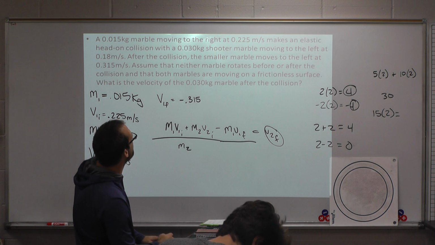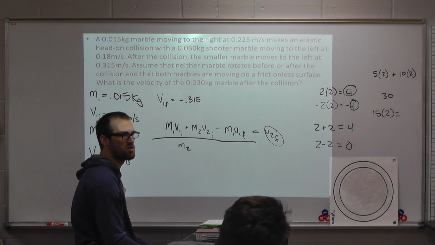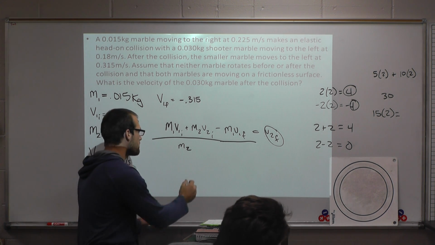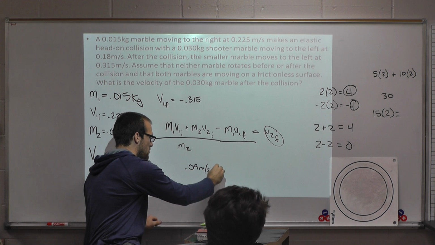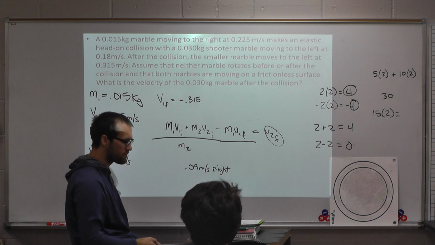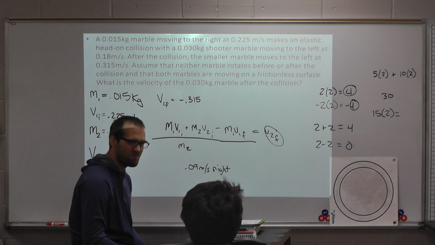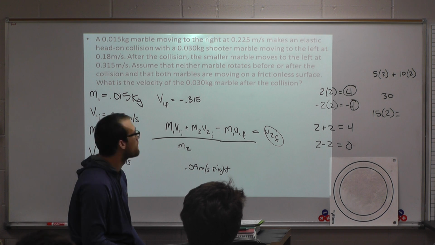Now, you could probably look at the problem and think in your head what's actually going to happen here, and you might be able to deduce that as well. But, so you said 0.09 meters per second, and you should say to the right. Is that right? Yeah, it's 0.09. So does this count? First I did it wrong, and then I did it right.